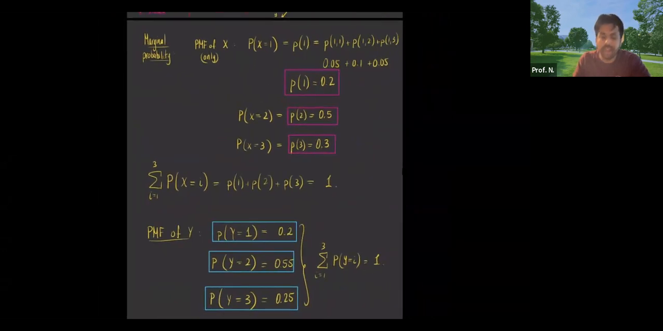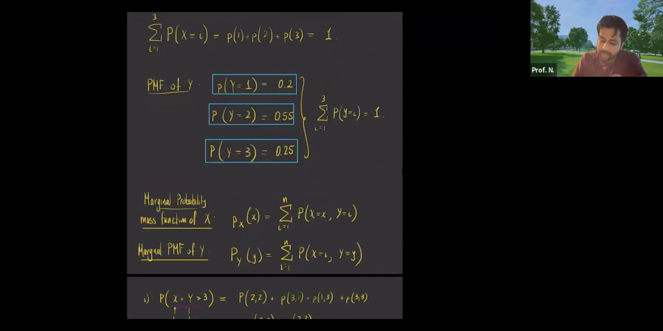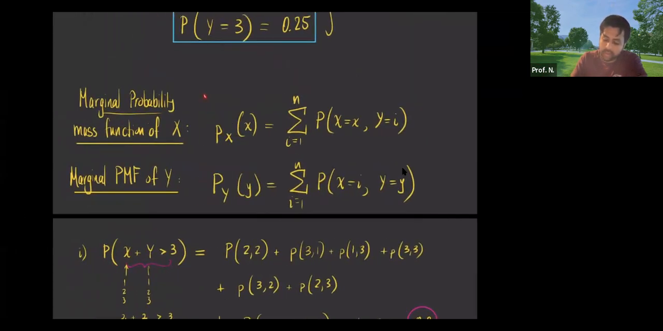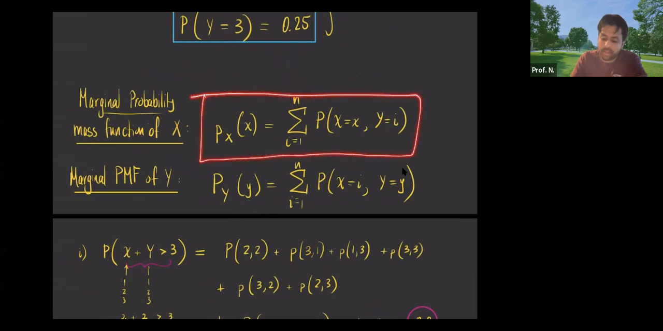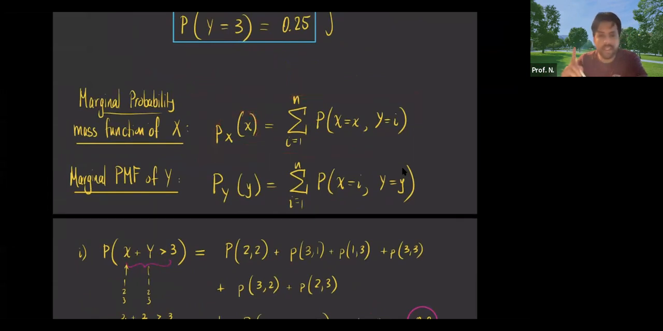So the idea is that I can figure out the marginal probability mass function, which is just really saying I can understand the distribution of a single random variable from the joint distribution. So if I have a joint distribution of X and Y, I can find just a probability mass function of X alone, and I can find just a probability distribution of Y alone by this formula here.